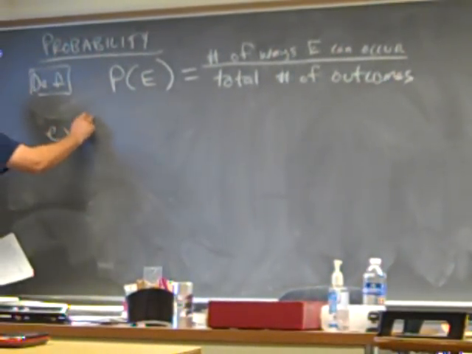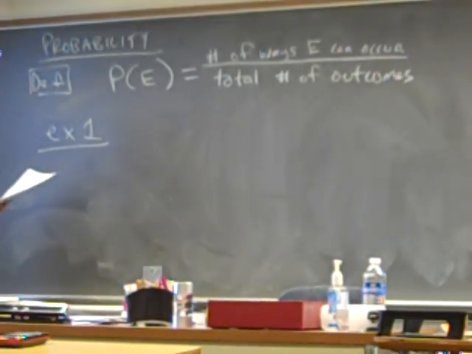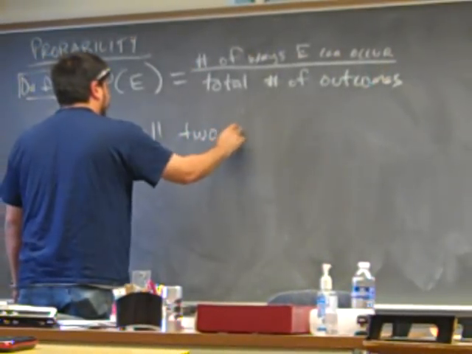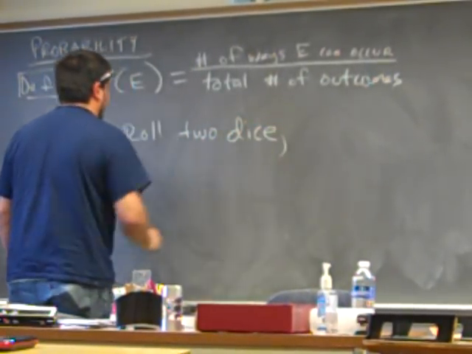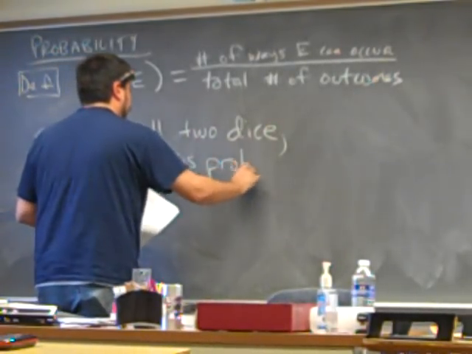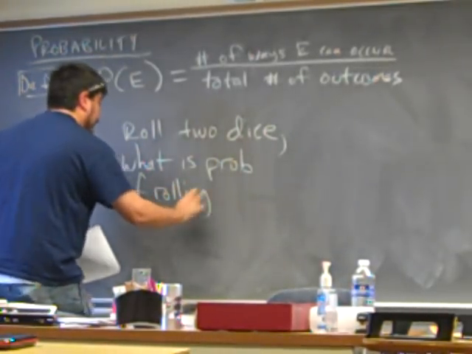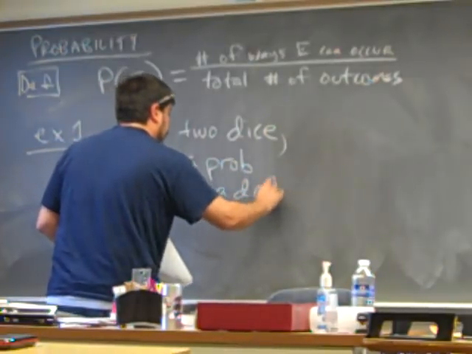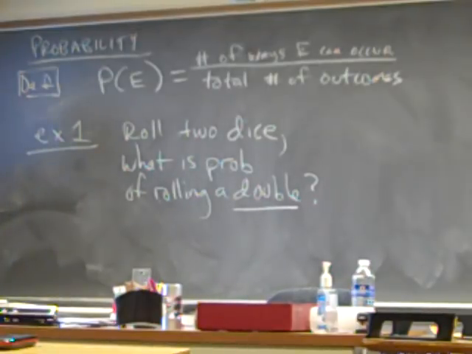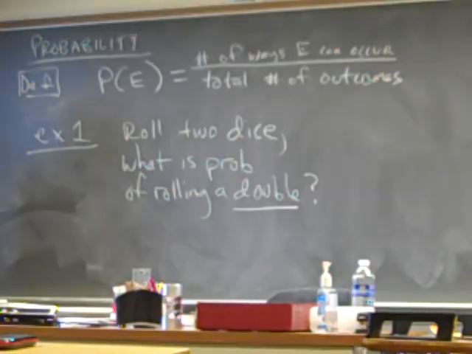First example. Okay, this is for every single level. You should know how to do this. If I roll two dice, I believe that's the plural, what is the probability of rolling a double? Double meaning what, for those of you that are more experienced? Two of the same number. Okay?